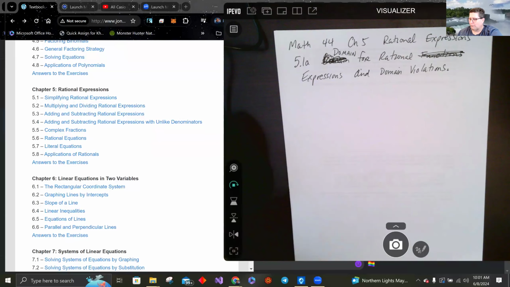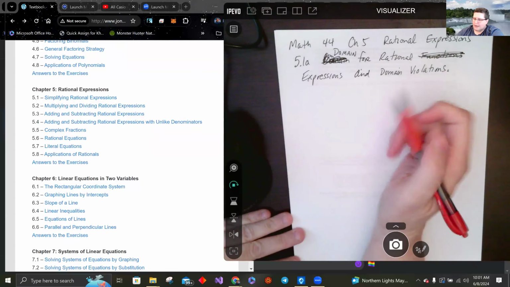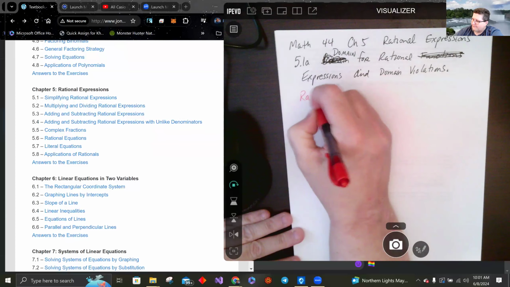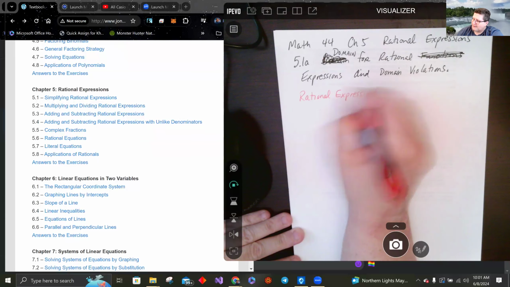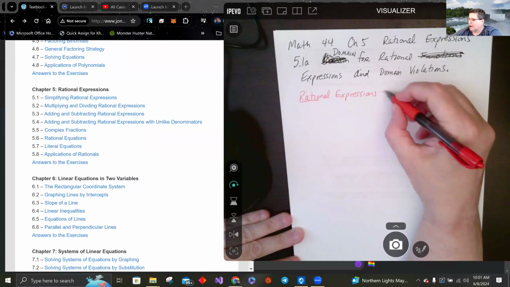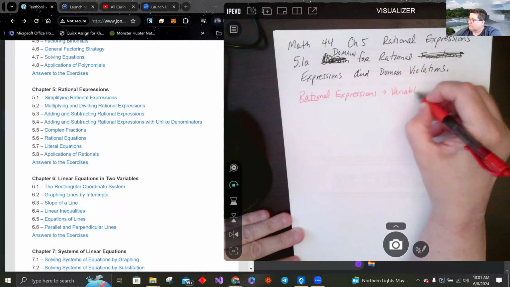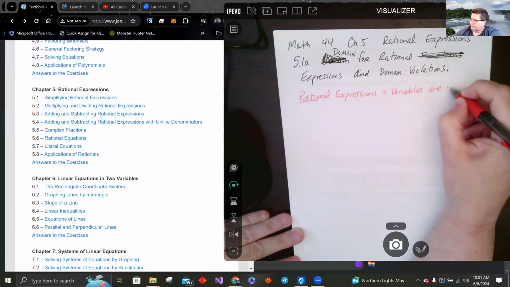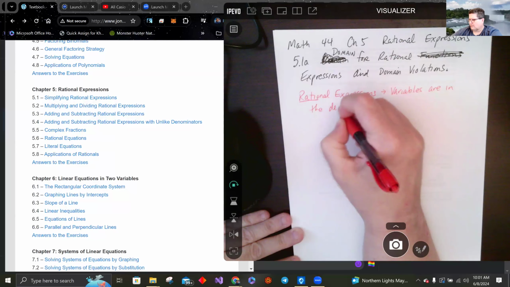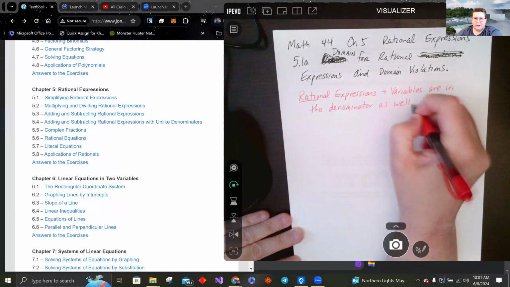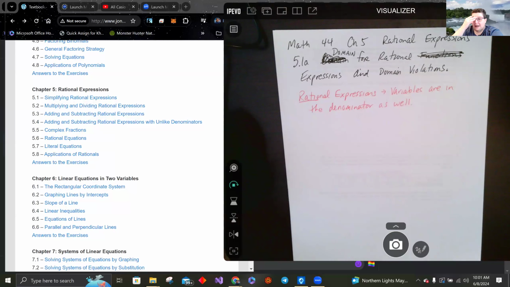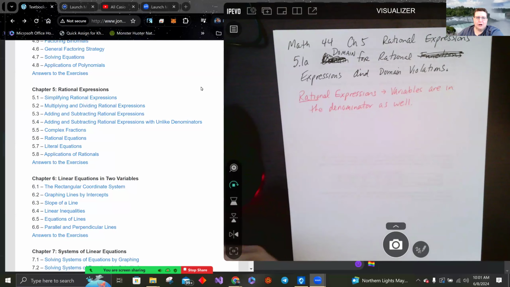So maybe we should start with what a rational expression is. A rational expression has the word ratio in it. It's a fraction. It's expressions that have fractions. Specifically where the variable is in the denominator as well. So polynomials, we didn't have any variables in the denominator. Rational, there are problems that do though. They exist. And we will have some applications later on that show this.